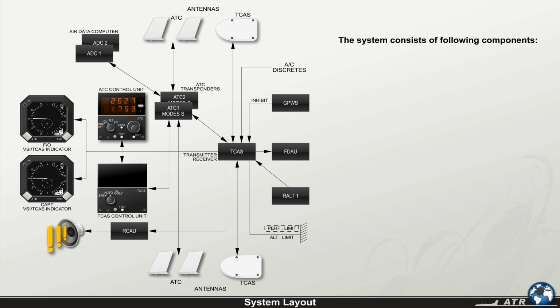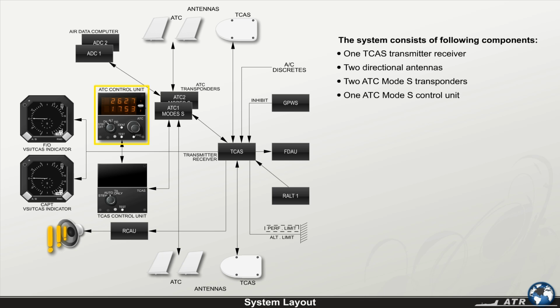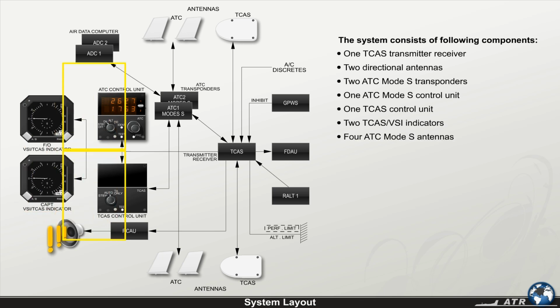The TCAS system consists of the following components: one TCAS transmitter receiver, two directional antennas, two ATC mode Sierra transponders, one ATC mode Sierra control unit, one TCAS control unit, two TCAS vertical speed indicators, four ATC mode Sierra antennas.